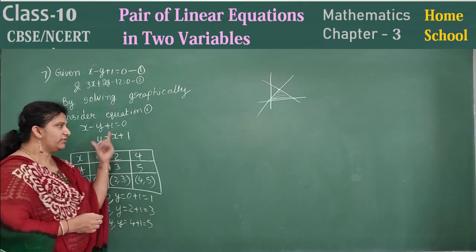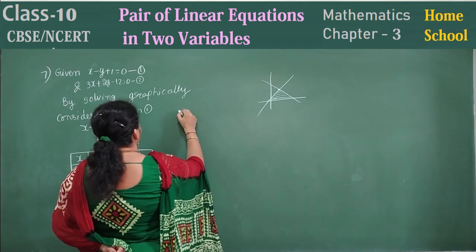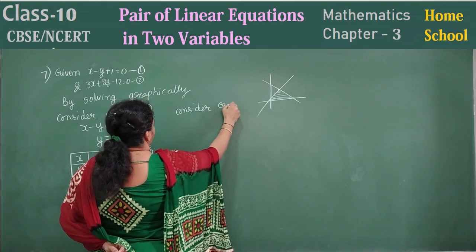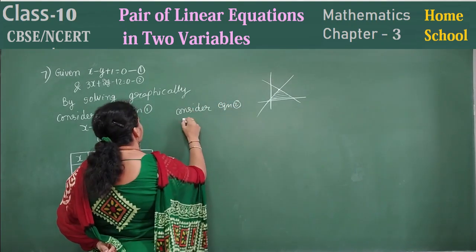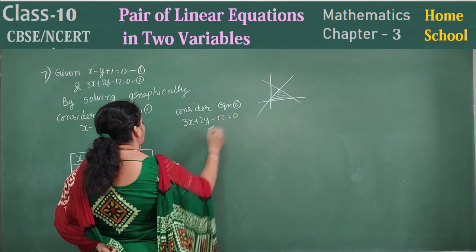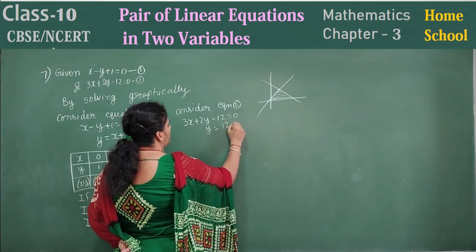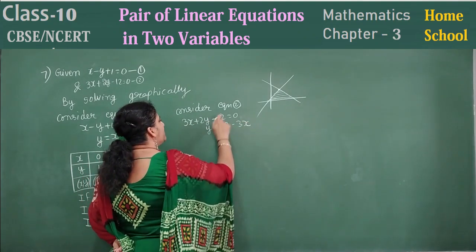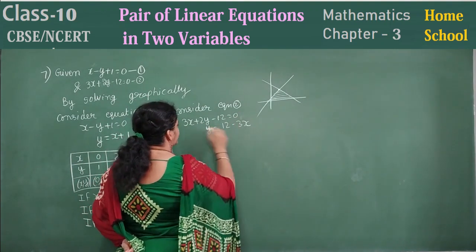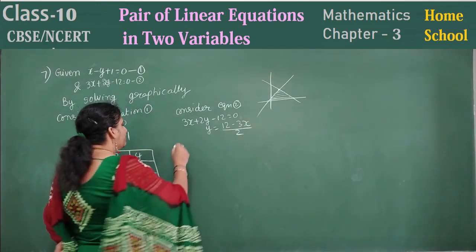Okay. So one equation's table we have done. Another equation we are going to take. So let's take here, consider equation 2, that is 3x plus 2y minus 12 equal to 0. Rewrite the equation in y form. 2y is equal to 12 minus 3x. Minus 12 if it comes this side becomes plus 12, and 3x if it comes this side becomes minus 3x. And then divide by 2. So now take the table.